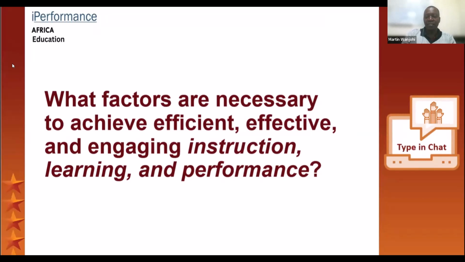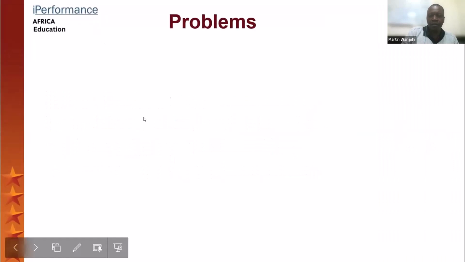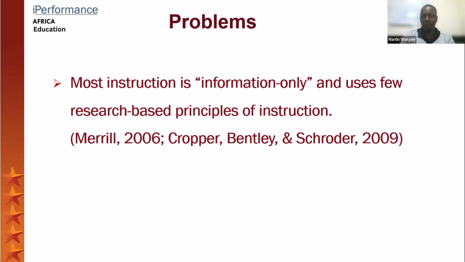So the other key thing is, the biggest problem with learning is that most learning is information only. And we use very few research-based principles of instruction. Now, instruction design is the science and the art of designing learning programs. So there's adult learning theories, there's learning science, and it combines all that. That is what instruction design is about, right?